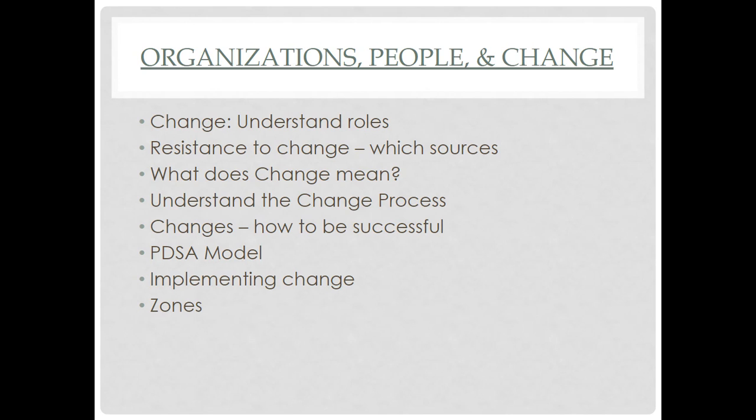And then when you have resistance to change, if you have staff members who are resistant to change, what are some major sources or things that you can use to help get over those people who are giving you trouble with trying to make change in the workplace? What are some tactics? What are some resources you can use? And then we talked about the PDSA model and implementing change, and the zones, which again is the change process. So you have the unfreezing zone, freezing zone, etc.